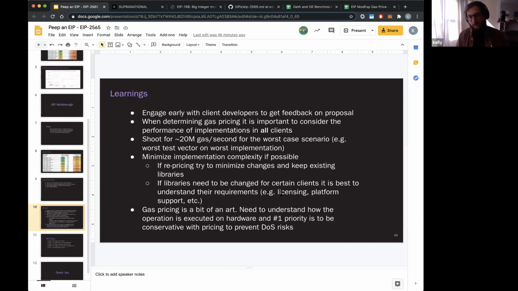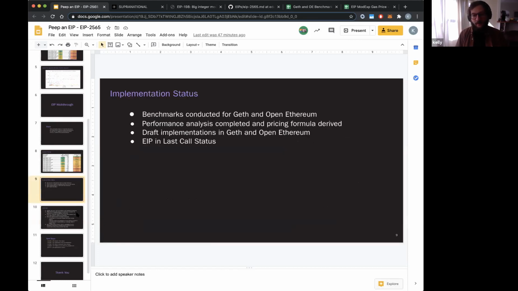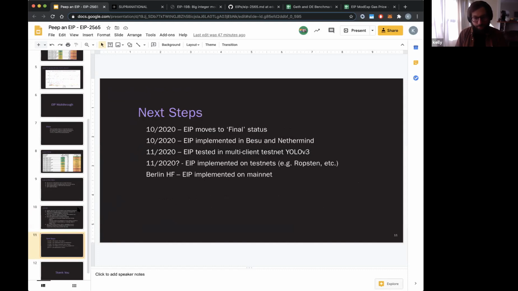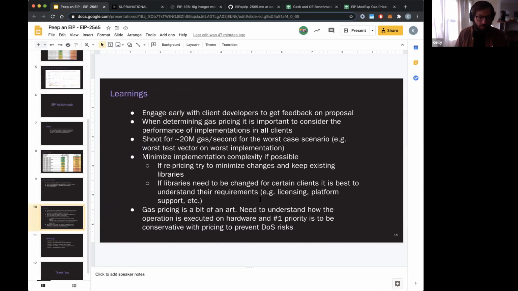So we did a lot of work on benchmarking for Open Ethereum, but at the end of the day, they said, oh, we don't want to use this library because it's tough to build on Windows. So that was a requirement that they had. And so we said, okay, let's go find another library or let's change the pricing formula to make sure it works. And then the last piece I'll say here is, gas pricing is a bit of an art.